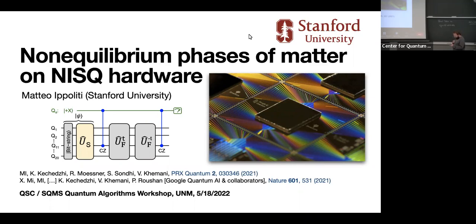As I said, he's a postdoc at Stanford, where he's doing research at the interface of quantum information and condensed matter theory with Vedika Kanami's group. He got his PhD from Princeton in 2019. Prior to that, he was an undergraduate at the University of Pisa, where he worked on quantum information. And he will start as an assistant professor in 2023 at UT Austin. So, quick introduction for Matteo.